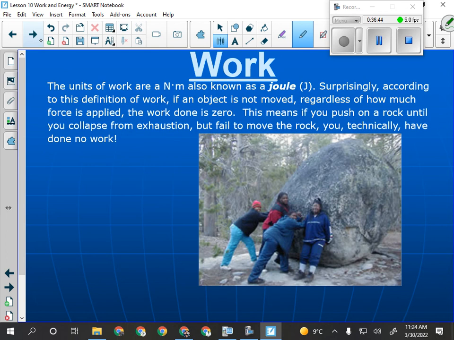Okay, so the units for work are a Newton meter, which we abbreviate joule. Right? The reason we get that, work is force times distance. The units for force are newtons. The units for distance, meters, Newton meters. You never have to write it as Newton meters, just write it as joules, J. Okay?